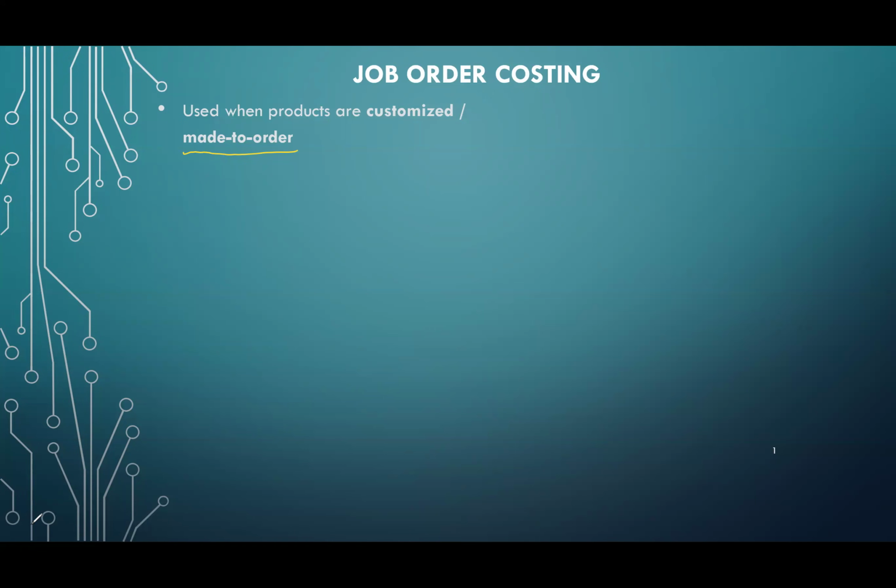If I'm a wedding planner, okay, I have to track each wedding separately. If I'm a wedding dressmaker, same thing. I can't average the cost of all dresses that I make. No, I have to keep track of how much material on each job, etc., etc. So, job order costing is a system where companies are customizing their products. All right.